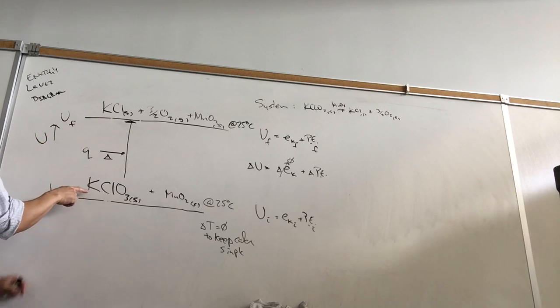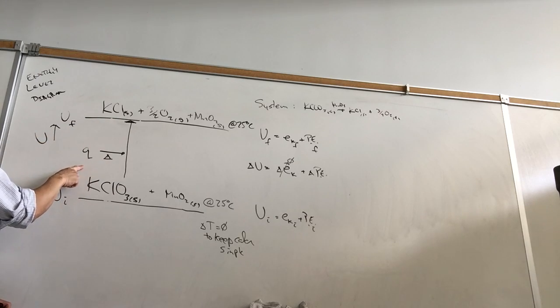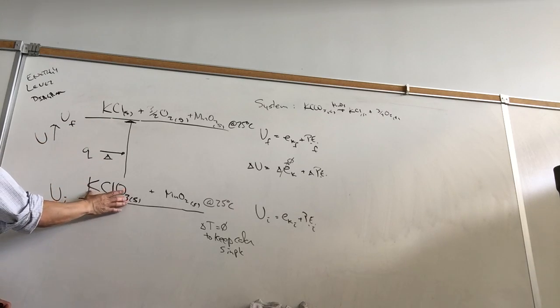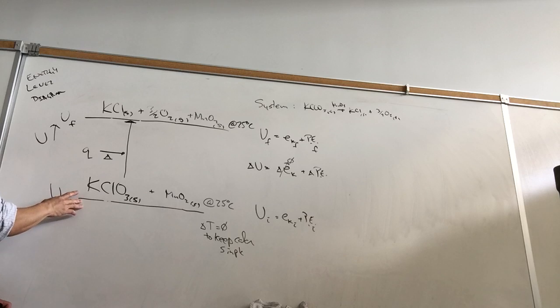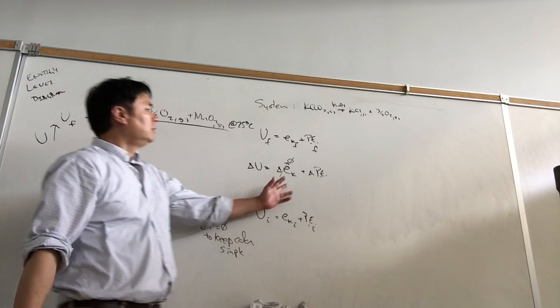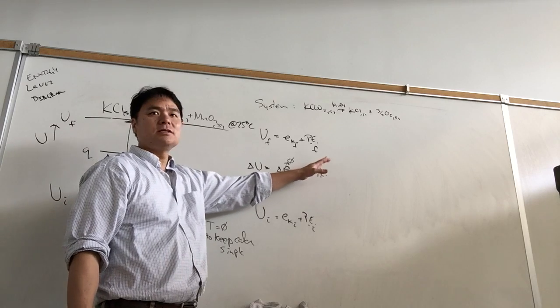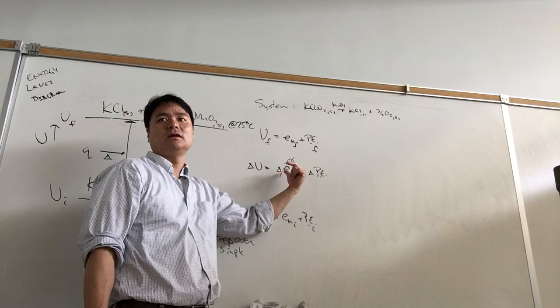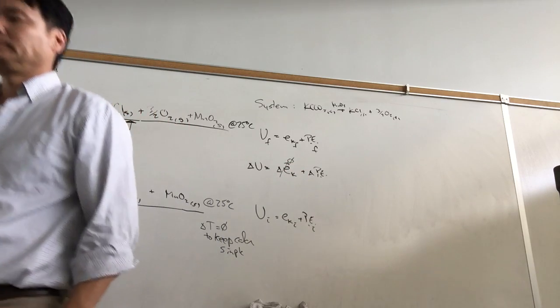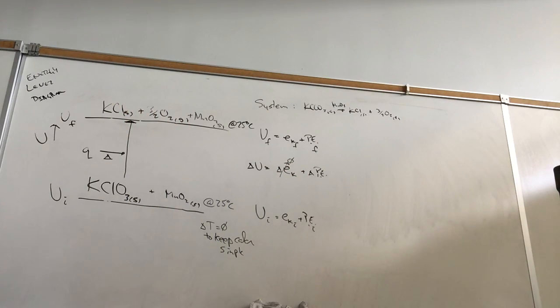And so with an object, the potential energy doesn't change, because we have KClO3 here, we have warm KClO3 here. The potential is the same. The difference is in terms of kinetic energy. And so when we have objects, then the potential energy term, the change, is 0, and the change is entirely kinetic.